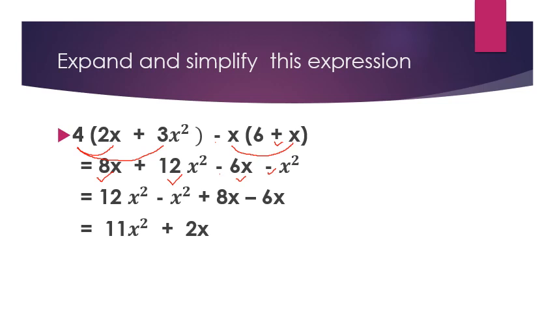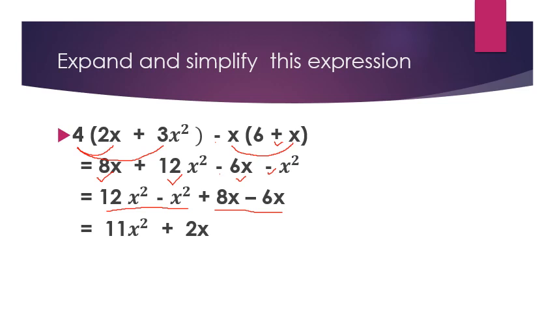Now here, 8x plus 12x square minus 6x minus x square. So x square terms are like terms and x terms are like terms. As we have seen earlier, the terms that have indices with them are to be written first. So we are taking 12x square minus x square as the first group of like terms, plus 8x minus 6x as the second group of like terms.